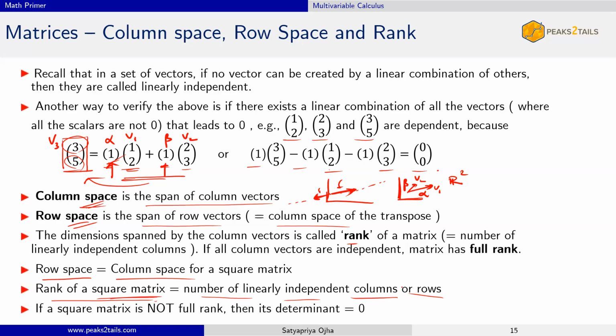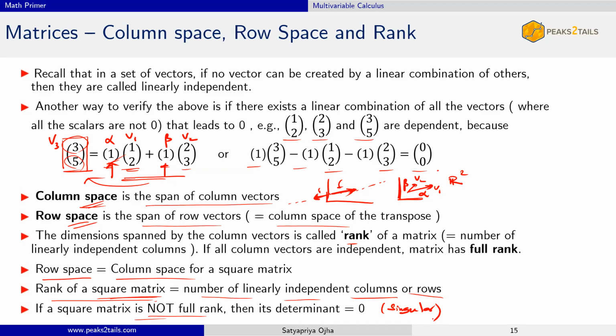And finally, this is beautiful. If a square matrix is not full rank, that means if you have a 2 by 2 matrix and the two vectors are not independent, the determinant would be 0. Determinant 0 means singular. Yes, you're correct. Singular matrix. If a matrix is not full rank, the determinant will be 0. That is a powerful, powerful result.